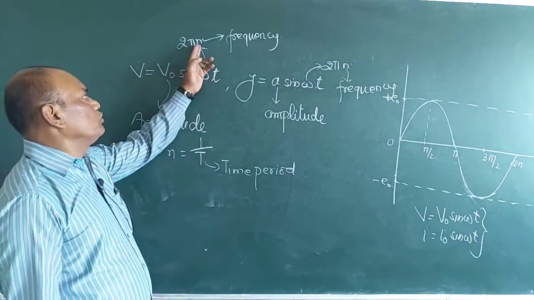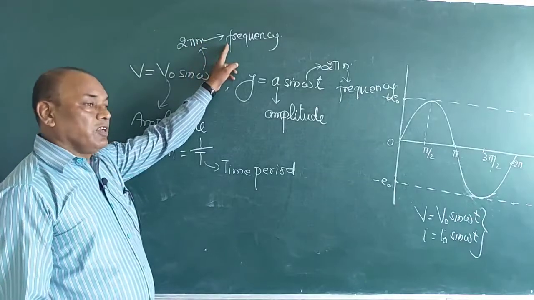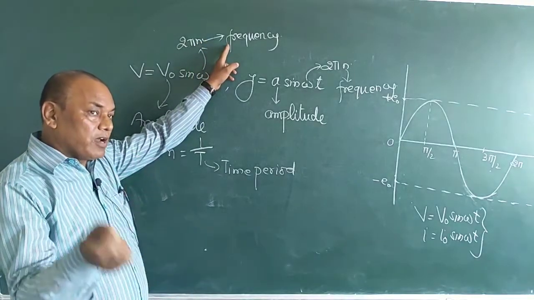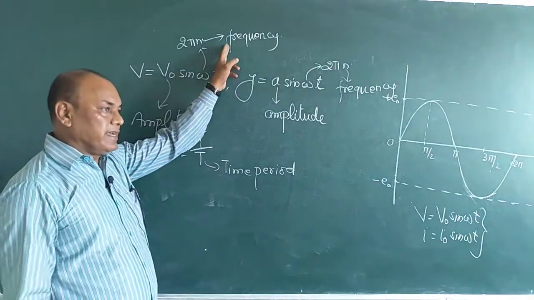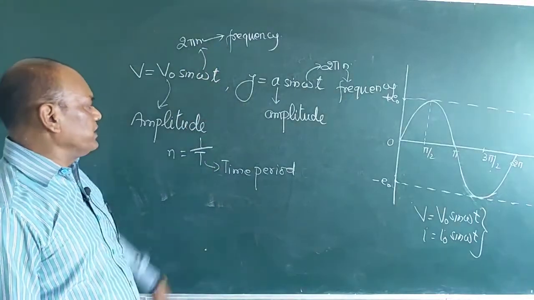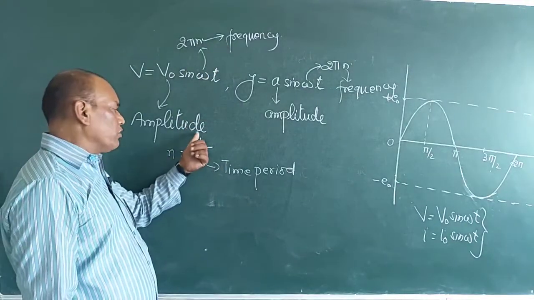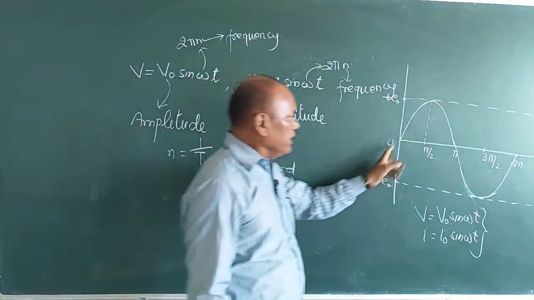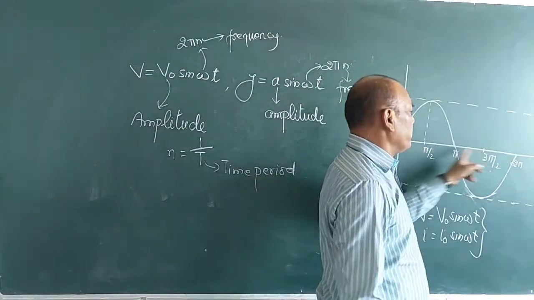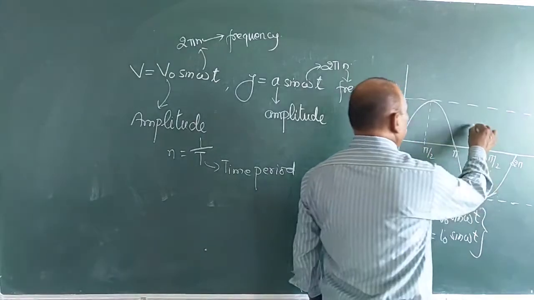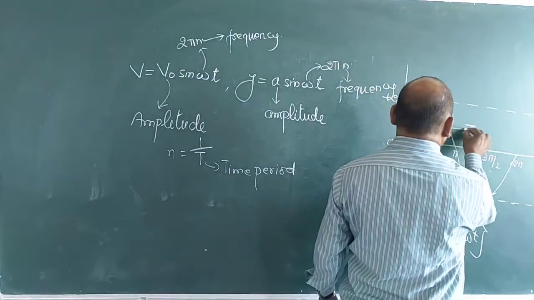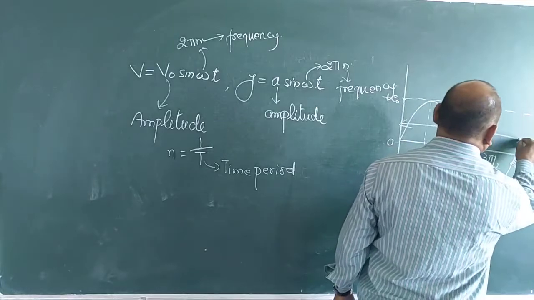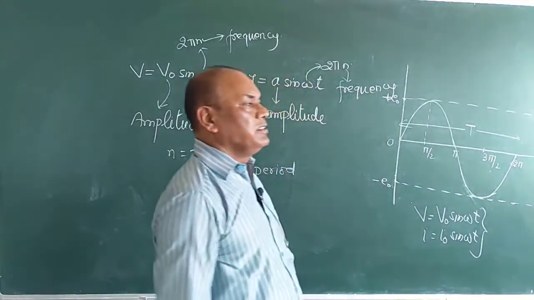Omega is equal to 2 pi n, where n is frequency, meaning the number of complete rotations per second. But frequency is equal to 1 by time period. This is the time period from here to here in one complete rotation. Its time period is capital T.